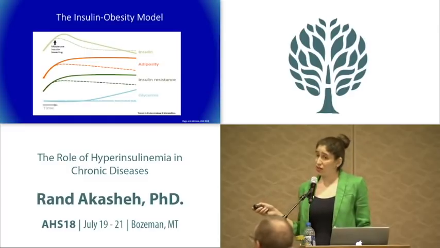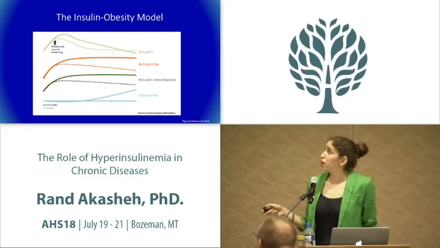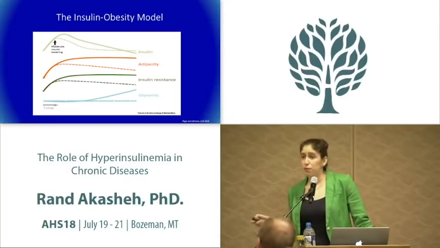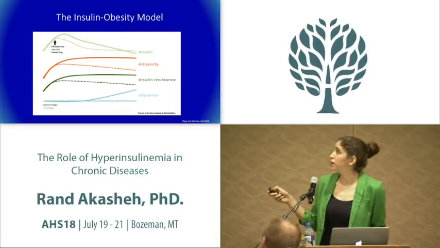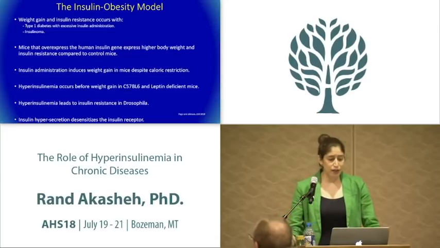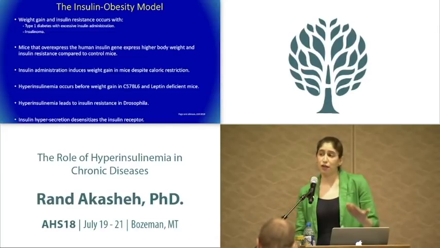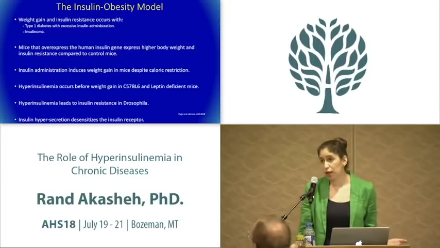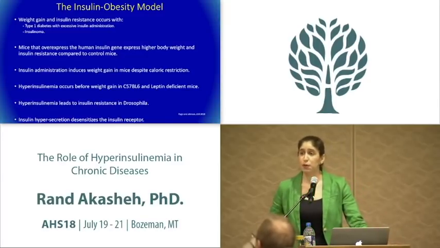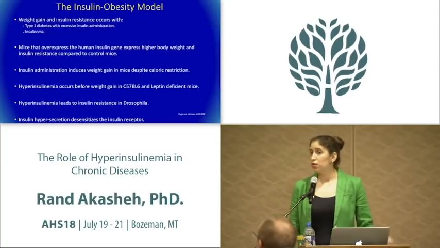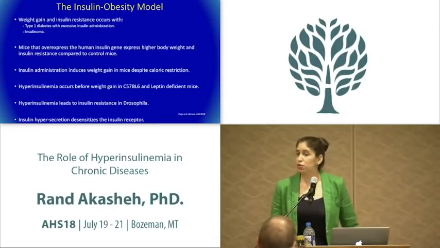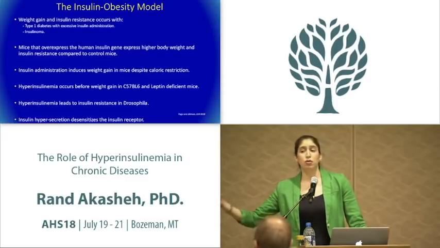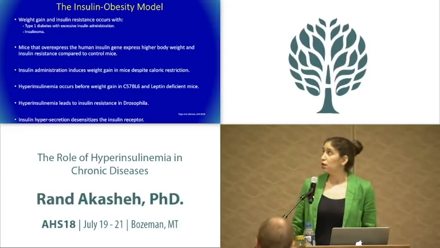So the insulin obesity model is gaining more attraction now because evidence suggests that moderate reduction in insulin levels in obese people can help in weight loss. And this is some of the evidence for this model, that weight gain and insulin resistance can occur following insulin administration in type 1 diabetes. If excessive insulin is administered to these people, they eventually will become insulin resistant and obese. So here we know that increased insulin is what started the issue. People with insulinoma, or increased insulin secretion because of tumors, can also develop insulin resistance and obesity because of that.